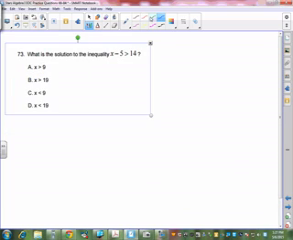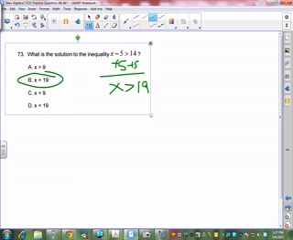Okay, we have to solve this inequality. We need to add 5 to both sides. And that gives us x greater than 19. We didn't multiply or divide by negative numbers, so we don't have to change the sign around. That's all we had to do.